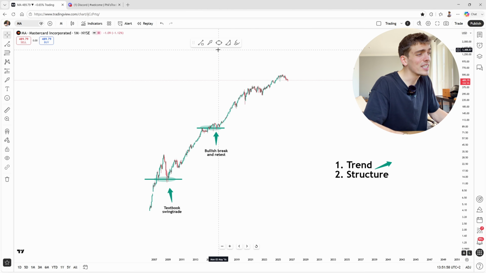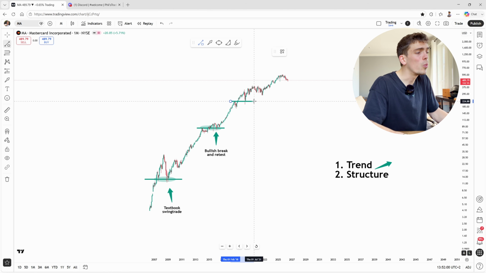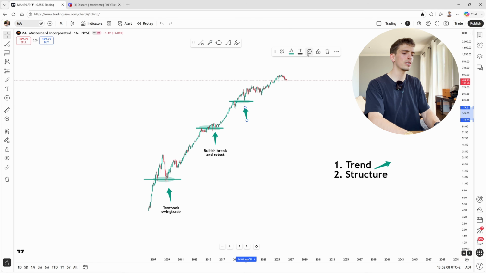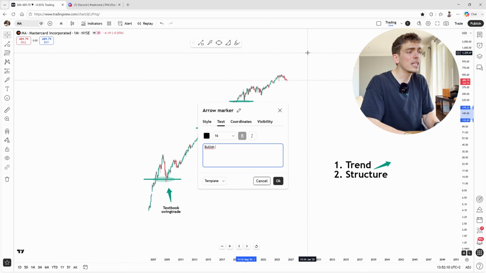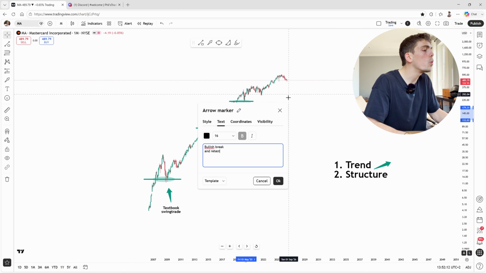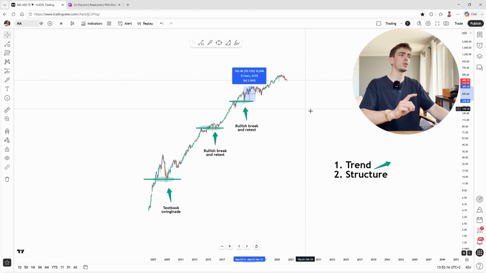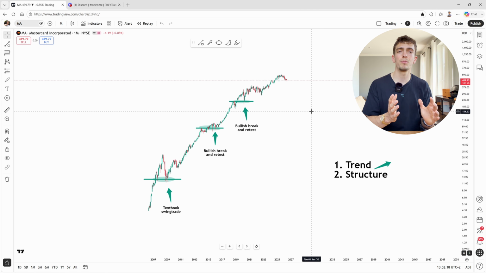And then just a couple of months later, with the COVID crash in 2020, you can see that MasterCard perfectly came back to retest a previous all-time high, created another textbook bullish break and retest, and you were once again able to catch a substantial rally just on the underlying stock of 70%. If you add some leverage, this could have been a 400% options position.